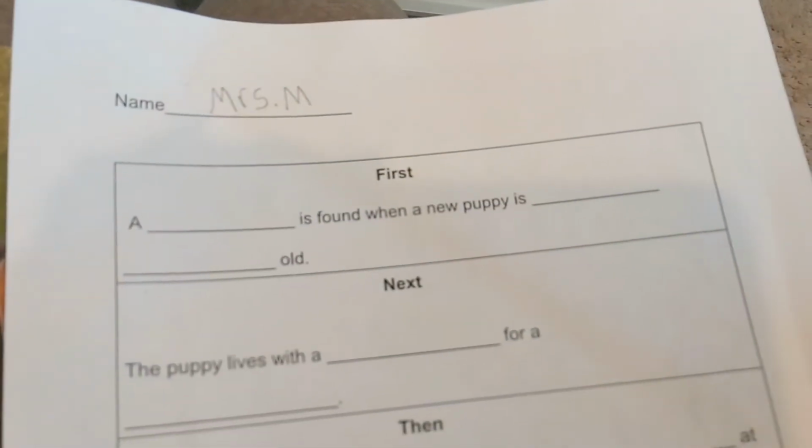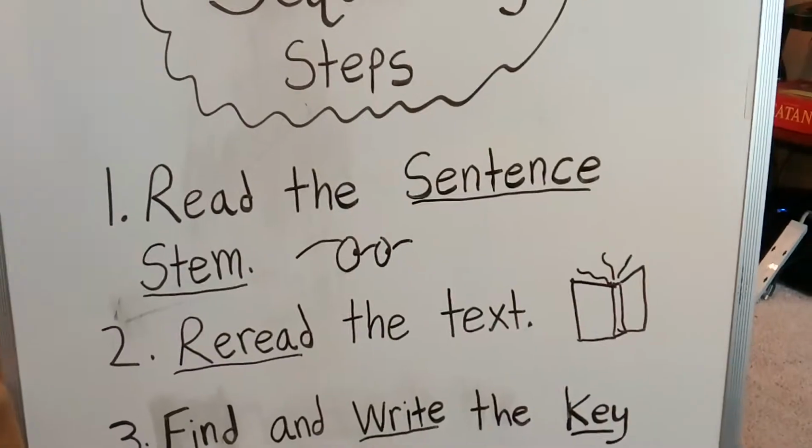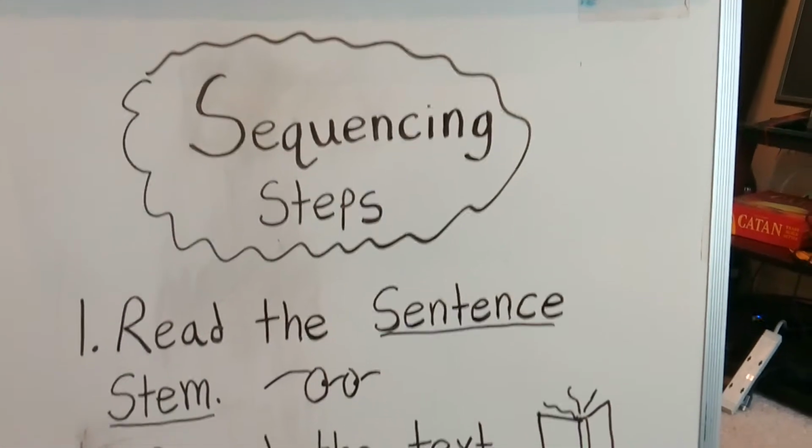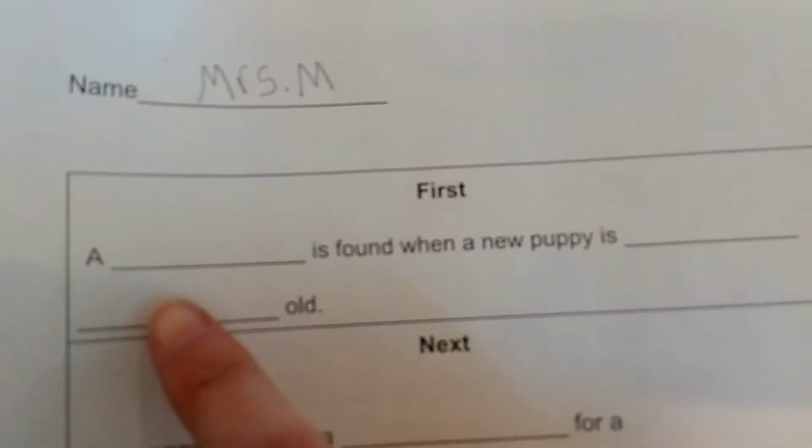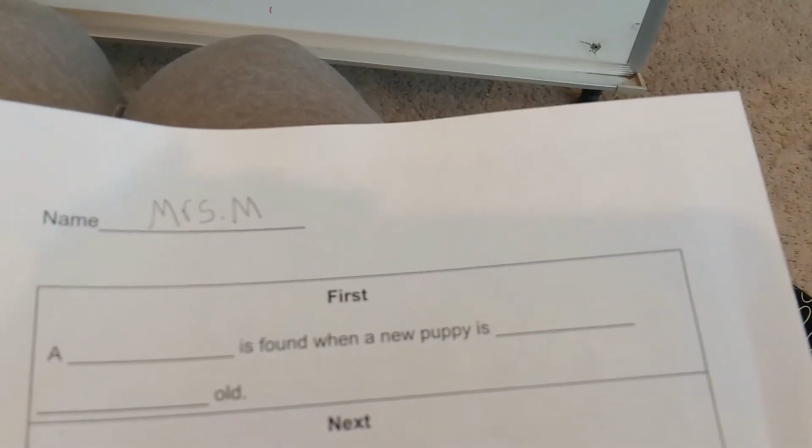All right. So now I'm ready for step 1. And step 1 says, read the sentence stem. So I'm going to start from the beginning and read with me as I do this. A blank is found when a puppy is blank old. When looking at that clue, it looks like I'm finding something for a puppy that is a certain age. If you think so, show a thumbs up. Okay, so I've now read my sentence stem.